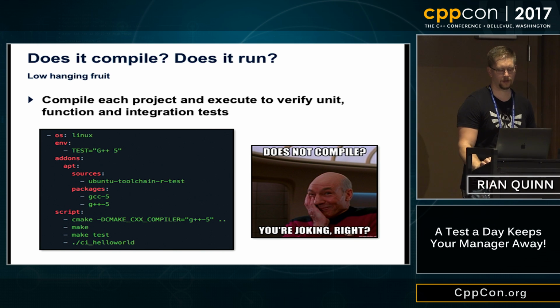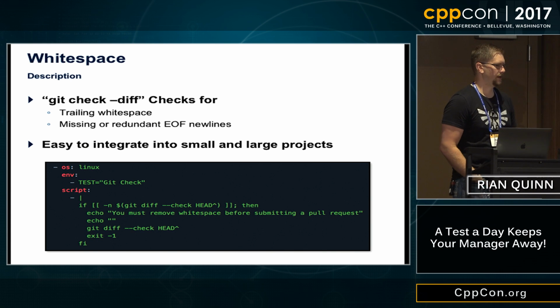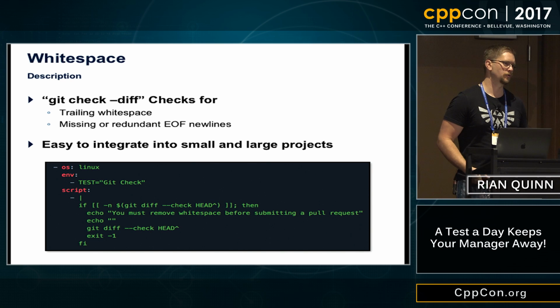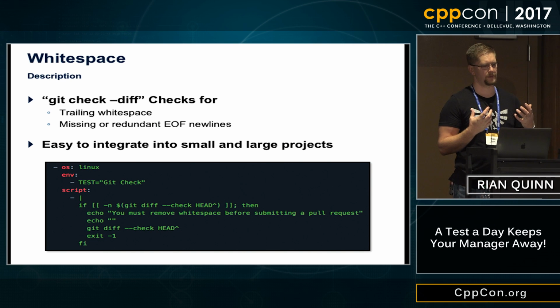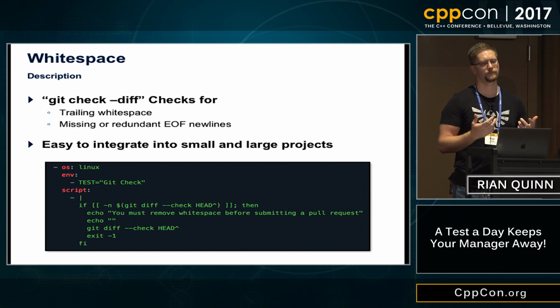So the next check here that has a really large return on investment is simply doing a whitespace check. This is actually quite important because it helps prevent contamination of your Git history. Everybody's got different editors and different ways they like to code.